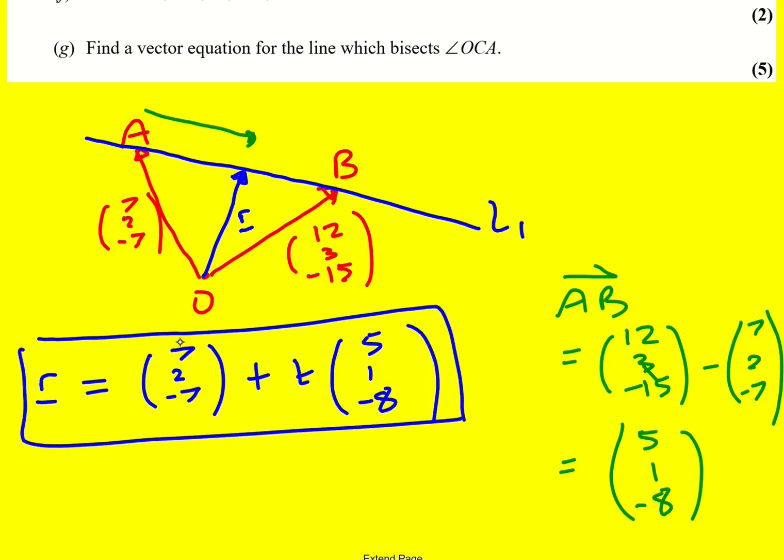Note, you could replace this (7, 2, -7) with (12, 3, -15). It would still be the vector equation of the line. It would just be that you need a different value of t to get to where you need to. You could even do BA instead and swap this around. So there's actually more than one option.